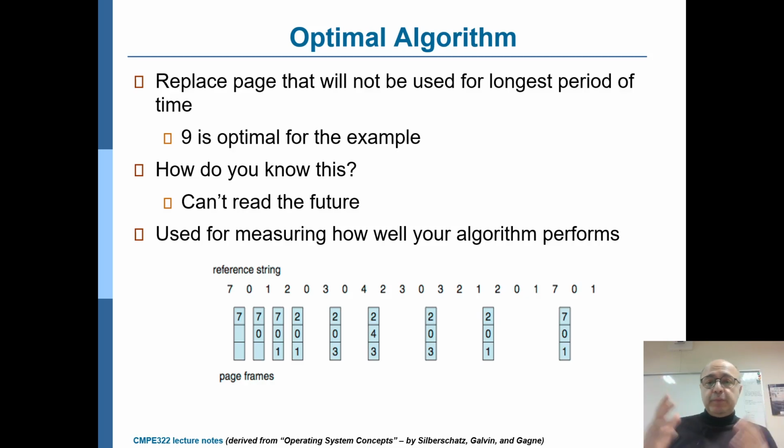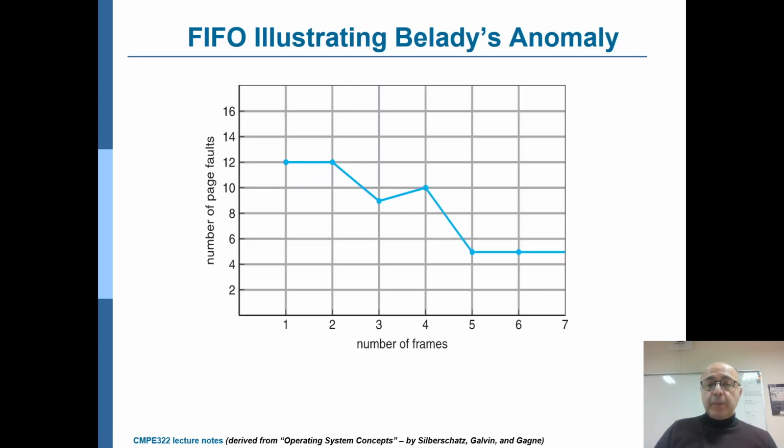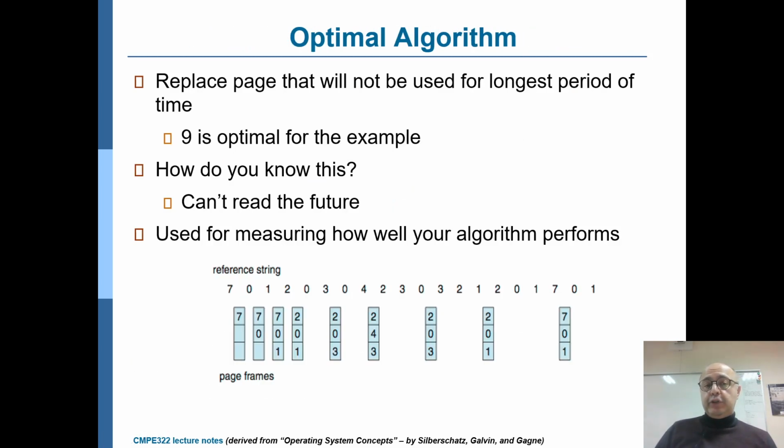Now, what is the optimal solution? The optimal solution would be knowing the future, which is actually impossible, but let's assume that we magically knew the future. So remember the problem we had with 0 here? I had replaced 0 with 3, but then I accessed 0 once again, so it caused another page fault. So if I had known the future, I would have performed better.